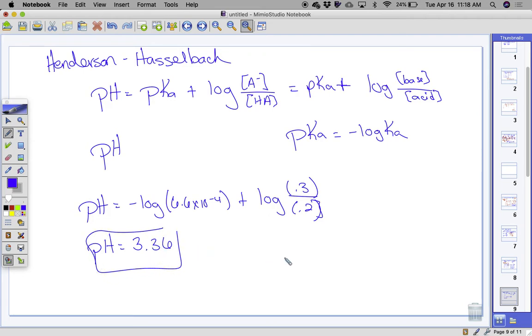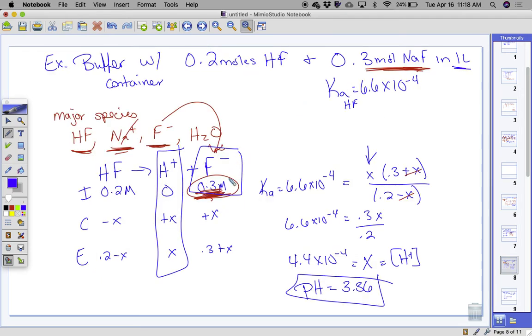So when you say P, does that just mean negative log? Yeah, basically. Can you go back to the values? You said 0.3 is the what? Is the F minus. And then 0.2 is the HF. Is that what you needed? Yeah. And sure enough, we got the same pH, so you can do it either way.